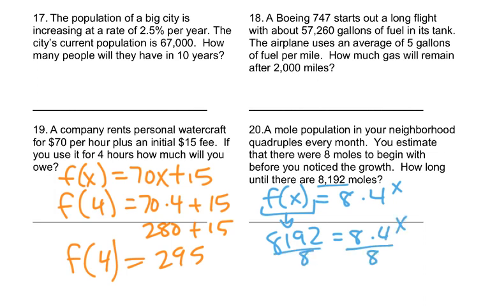Start out by dividing by 8. Gives me 1024 equals 4 to the x. Then I do some guess and check. Okay, so if I do 4 to the 4th, that's 256. Okay, if I do 4 to the 10th, oops, that's 1,000,000. So 4 to the 6th equals 4,096, so maybe 4 to the 5th is, yep, equals that. So x equals 5. Okay?